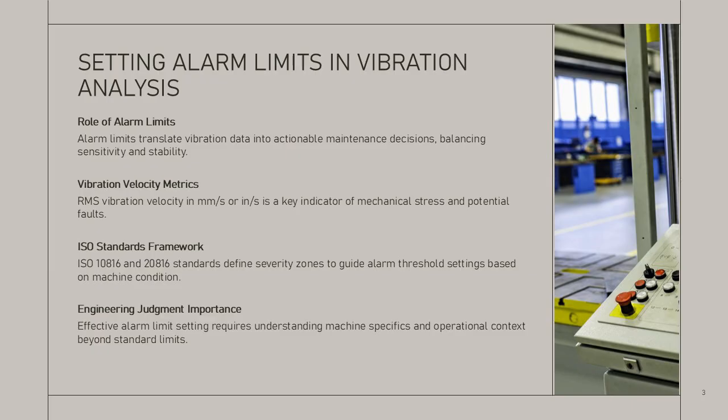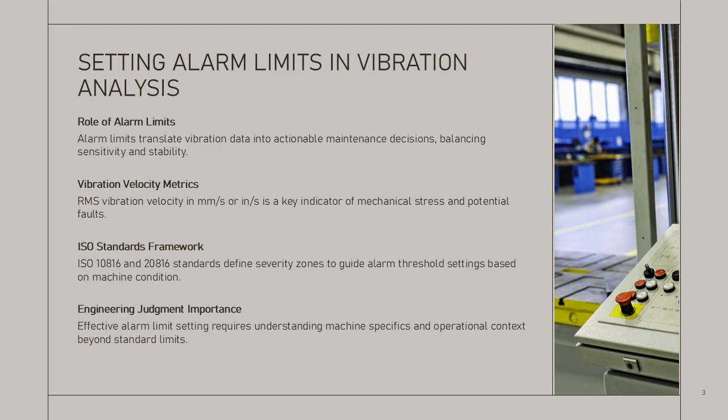Setting alarm limits in vibration analysis is a fundamental engineering task within condition-based maintenance and reliability programs for rotating machinery. Alarm limits act as quantitative decision thresholds that translate raw vibration data into actionable maintenance insights. Without clearly defined alarm limits, vibration monitoring systems risk either missing early-stage faults or generating excessive false alarms that erode confidence in predictive maintenance tools.